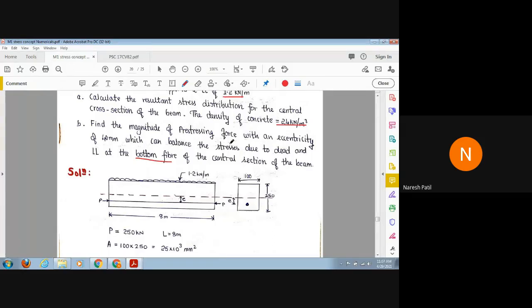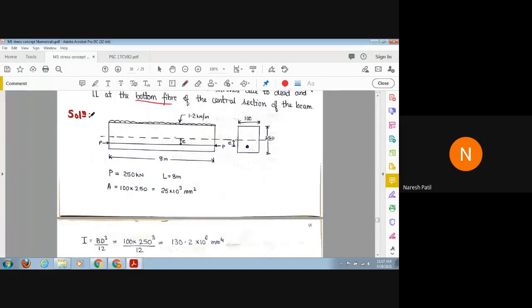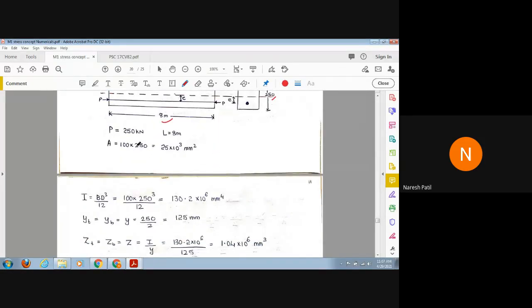Okay, now I'll explain. Okay, so here we have the sketch. Again, the cross section of beam 100 mm by 250 mm. Okay, and the span of the beam is 8 meter. Okay, and load acting over is 1.2 kilonewton per meter. Then we have the prestressing force 250.